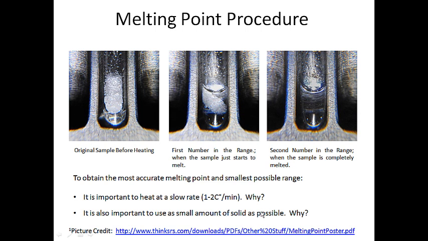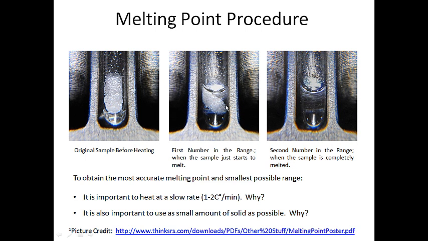You might say, well, why is that? We want to use a slow rate of heating, because if you think about this aluminum block, it's going to be heating at 1 to 2 degrees Celsius per minute. If the block is heated very quickly, there'll be a time lag between the sample starting to melt and finally completely melting.